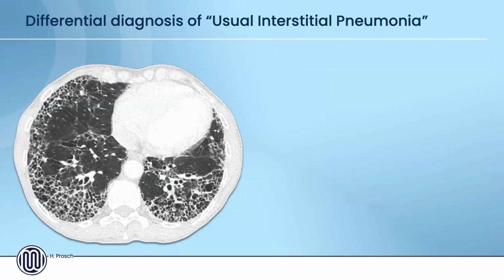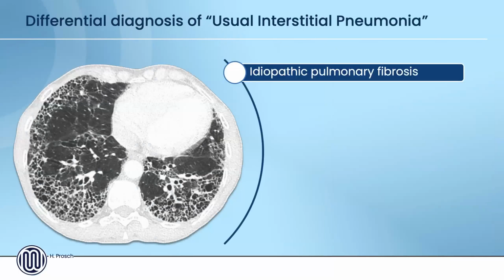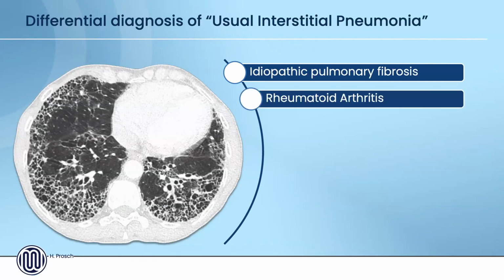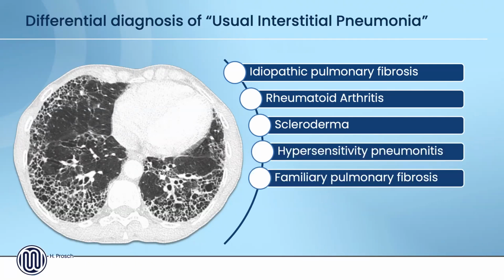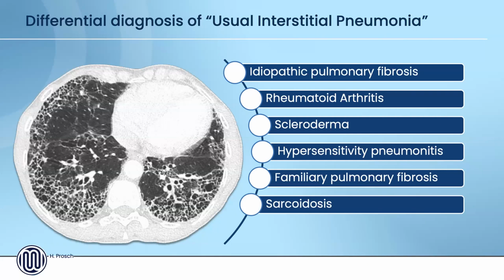However, it doesn't tell us the reason for UIP. The most common reason for UIP is idiopathic pulmonary fibrosis, the one with a very bad prognosis. And it's seen also in rheumatoid arthritis, scleroderma, hypersensitivity pneumonia, familial pulmonary fibrosis, and other diseases.